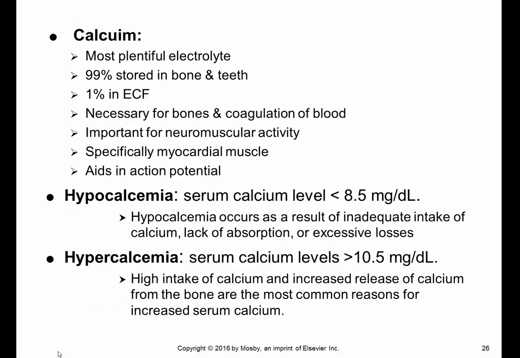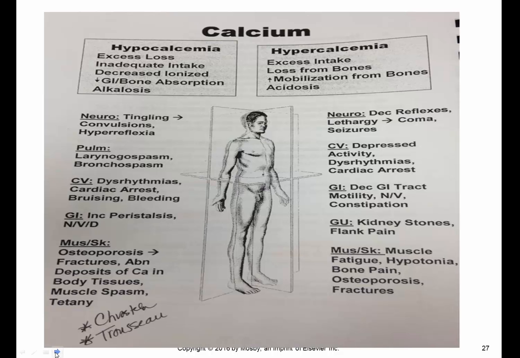Calcium is plentiful. It's stored in bones and teeth. It's necessary for bones and coagulation. It helps with neuromuscular activity, and it's very critical in the myocardial muscle, and it helps aid in action potential. Again, I put on another picture to show you some of the causes of hypocalcemia or hypercalcemia, talking about calcium here, and what the patient's symptoms might look like if they were having either one of these conditions.